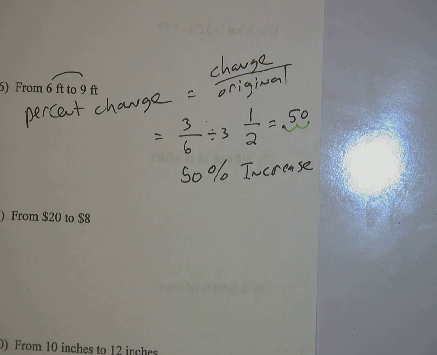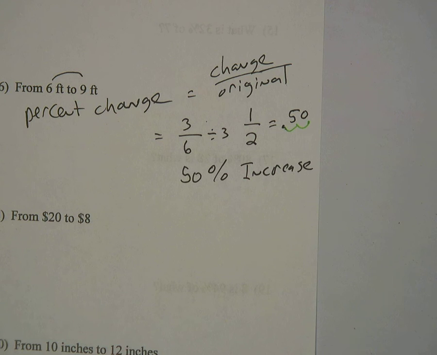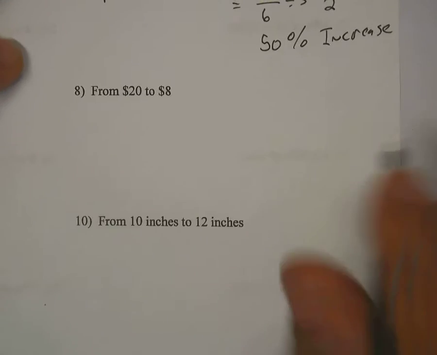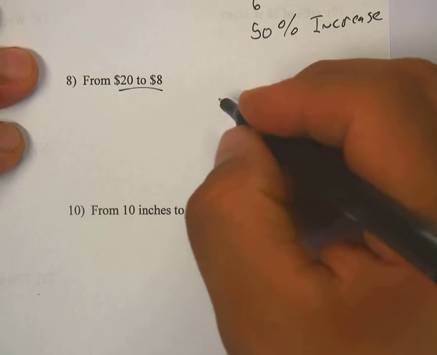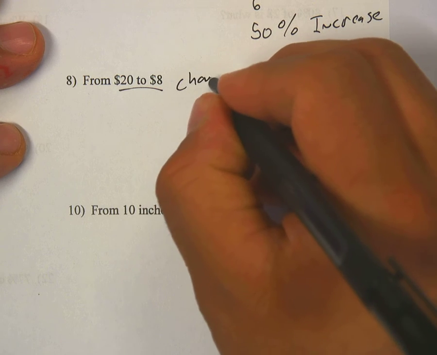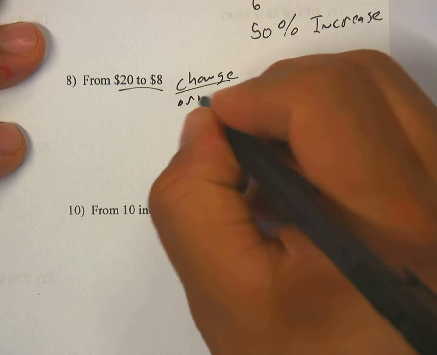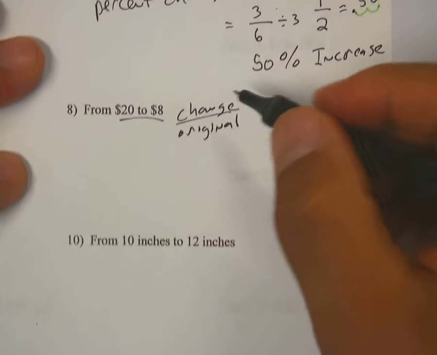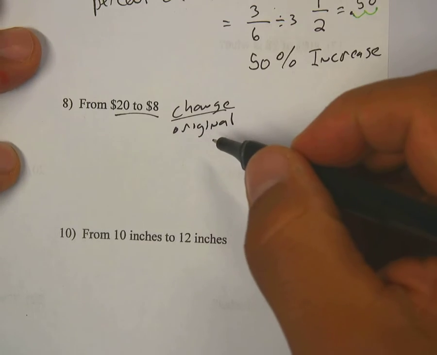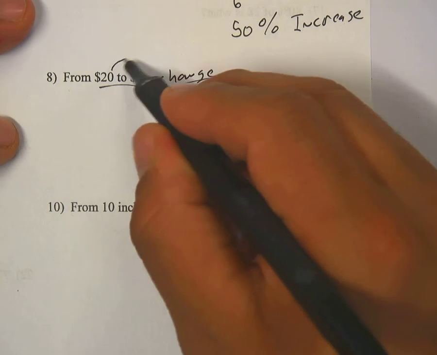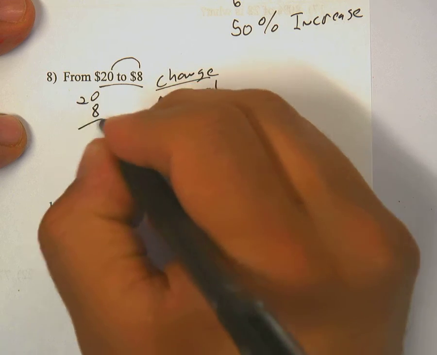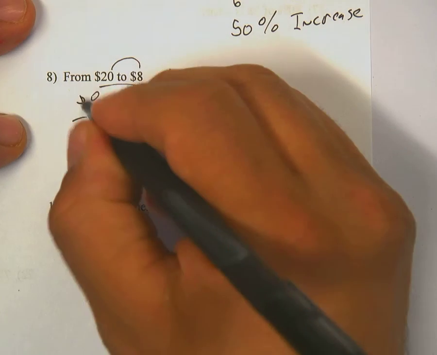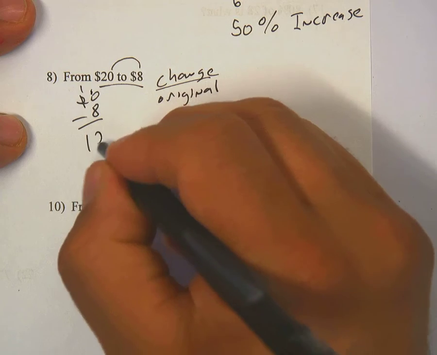Okay, just like that. And so now let's look at another problem similar to this. Let's look at number 8 there. From 20 to 8, again, you're going to use the change over the original. Remember, this is the percent change. So how much did it change? It went from $20, it went down to $8. So there was a change. Well, 20 minus 8, if you don't see it mentally, subtract and regroup, and you get 12.